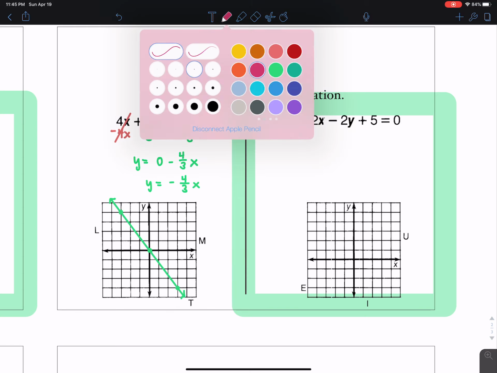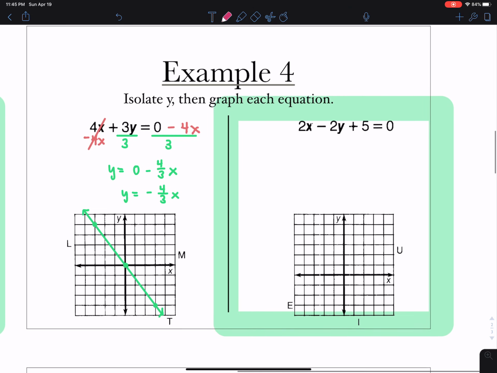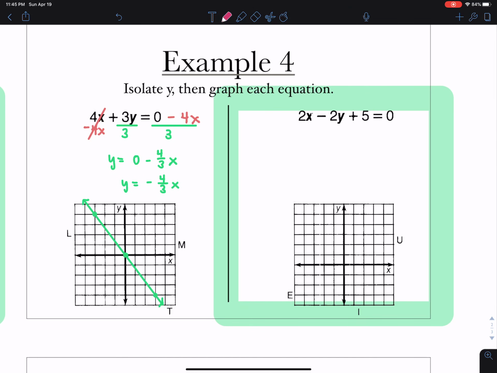So the next one on this page, there's kind of two ways to go about doing it. We could add 2y to both sides, and that's going to cut down your steps with this. Or option 2 would be to subtract 2x from both sides and to subtract 5 from both sides. So whichever way you want to start that is completely fine. Oftentimes in math you'll find you can do things multiple ways, but you should always end up with the same line.